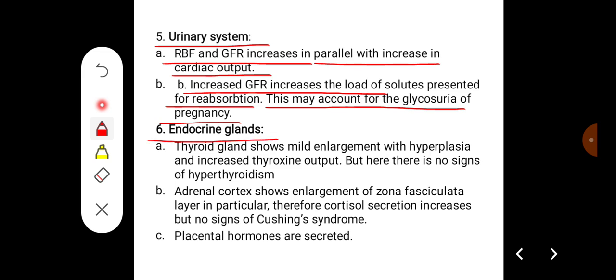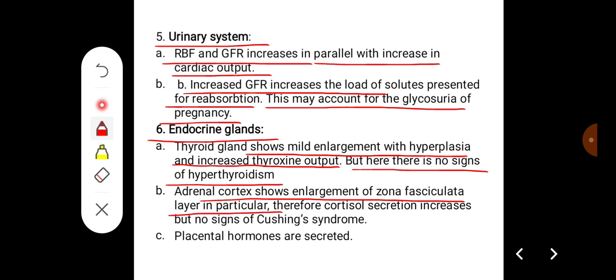If you see the effect on endocrine glands, the thyroid gland shows mild enlargement with hyperplasia and increased thyroxine output, but there are no signs of hyperthyroidism. Adrenal cortex shows enlargement of the zona fasciculata layer in particular, therefore cortisol secretion increases, but no signs of Cushing syndrome are seen. Placental hormones are secreted.